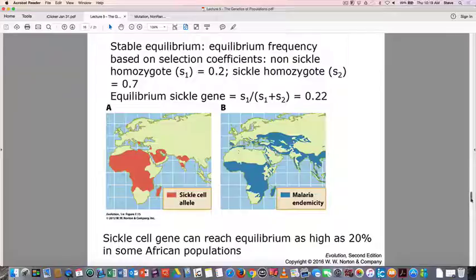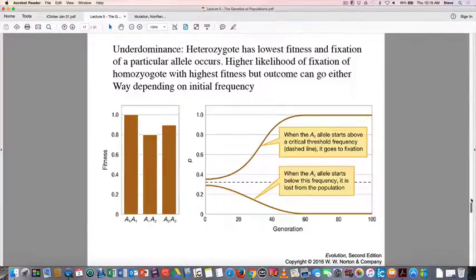So the sickle cell gene can reach an equilibrium as high as 20% or even higher in some African human populations. So it's something a lot of people are interested in, trying to provide much better medical care approaches and health to deal with this debilitating disease. And it's a problem in African American populations.